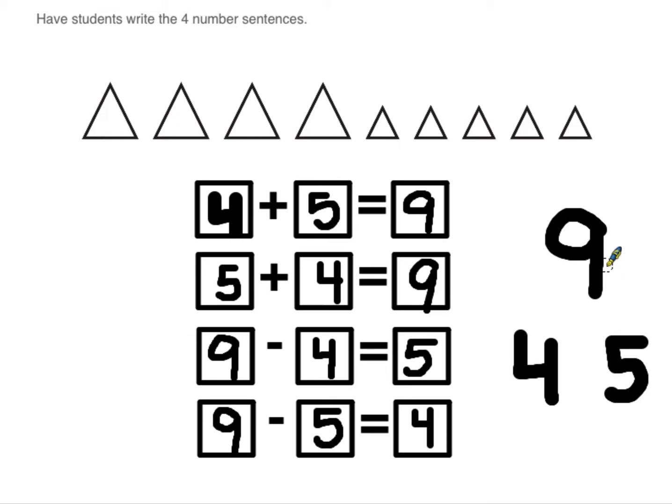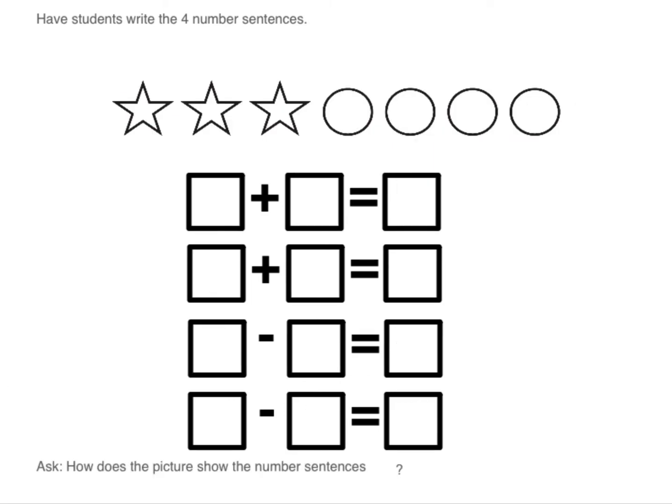4 plus 5 equals 9. 5 plus 4 equals 9. 9 take away 4 equals 5. 9 take away 5 equals 4. Those numbers go together. All right, I'm going to pause for you to make the 4 number sentences of these shapes.